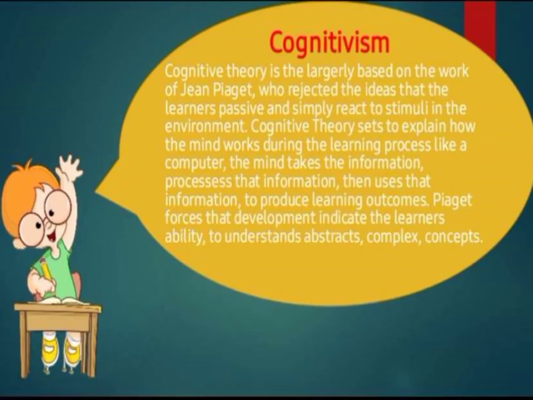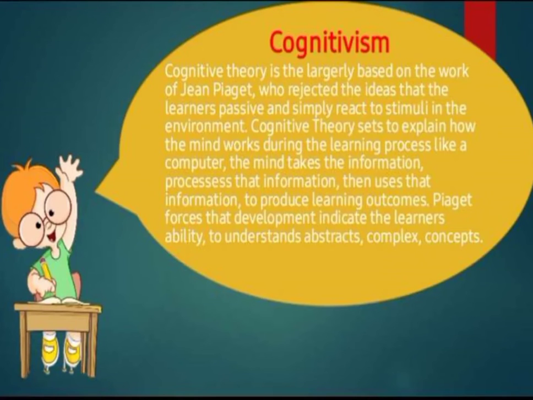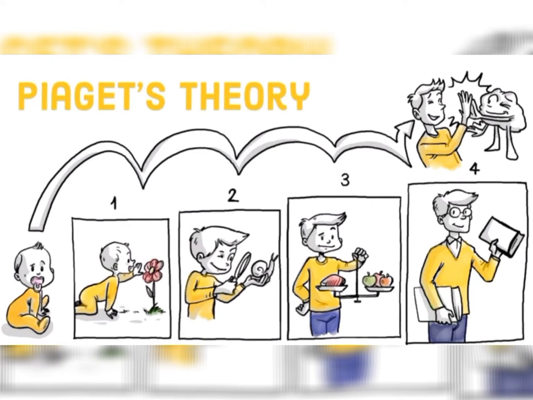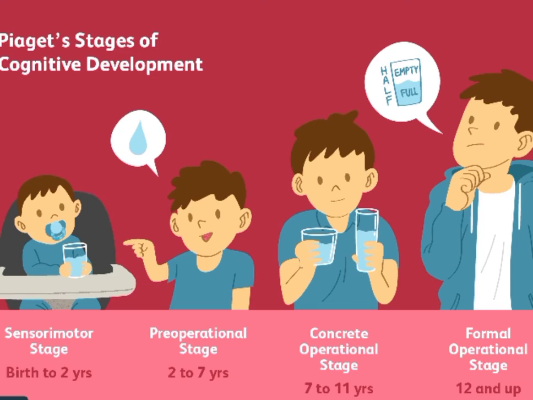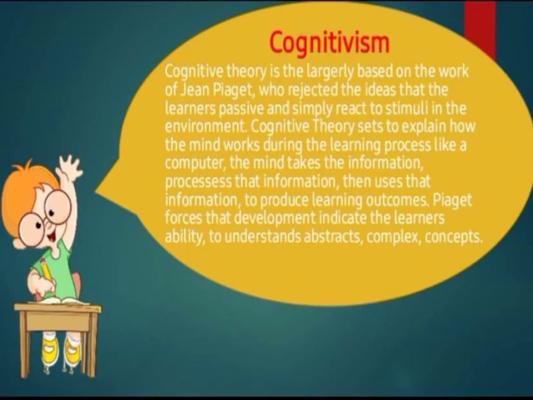Cognitive theory is largely based on the work of Piaget, who rejected the idea that learners are passive and simply react to stimuli in the environment. Instead of focusing on observable behavior, cognitive theory sets out to explain how the mind works during the learning process. Like a computer, the mind takes in information, processes that information, then uses that information to produce learning outcomes. Piaget argues that development indicates the learner's ability to understand abstract and complex concepts.